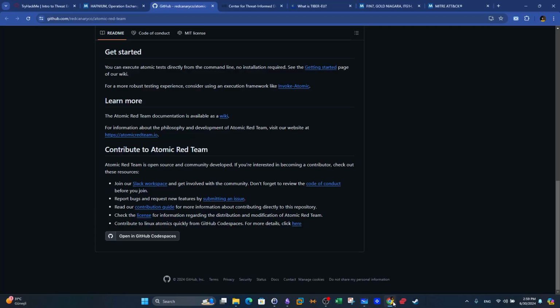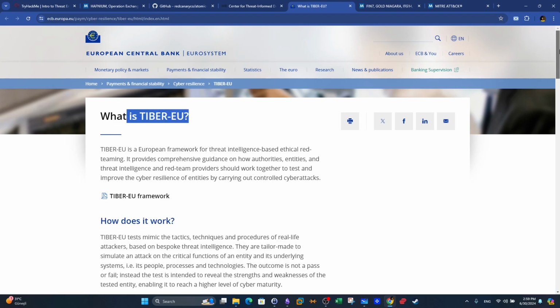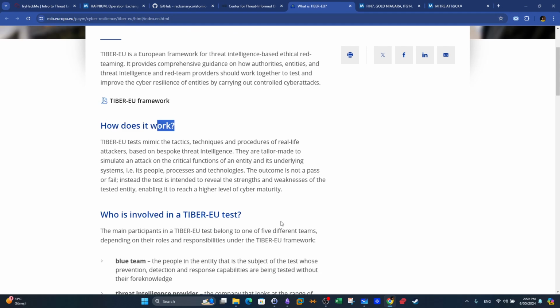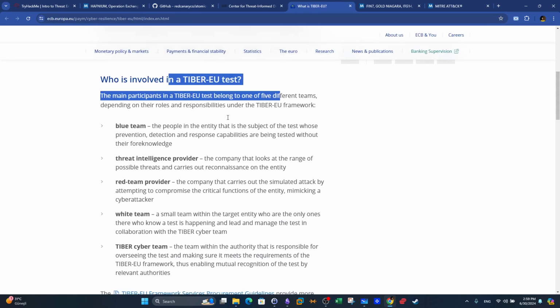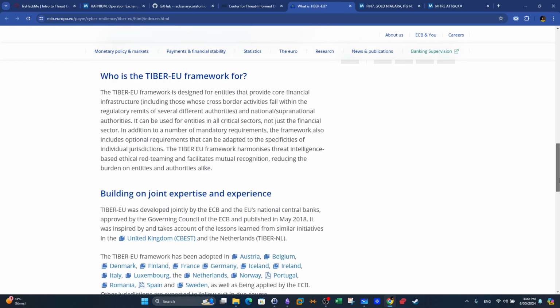The third one is TIBER-EU. TIBER-EU is a European framework for threat intelligence-based ethical red teaming. So if you are conducting a red team engagement and you want it based on threat intelligence, you're going to use the guidelines outlined by the TIBER-EU. How does it work? What is involved in a TIBER-EU test? As you can see, it is cross-framework between the blue team and the red team and other teams.